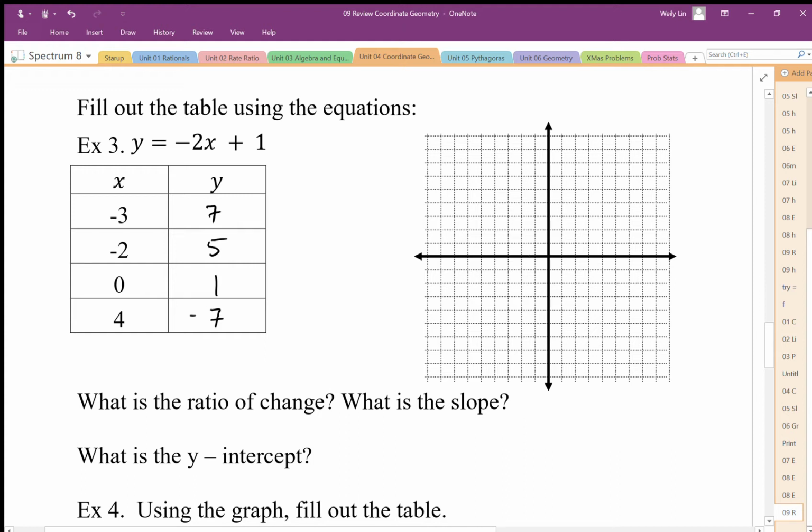So graphing this: (-3, 7), (-2, 5), (0, 1), (4, -7), somewhere around here. It gives me my straight line pattern.